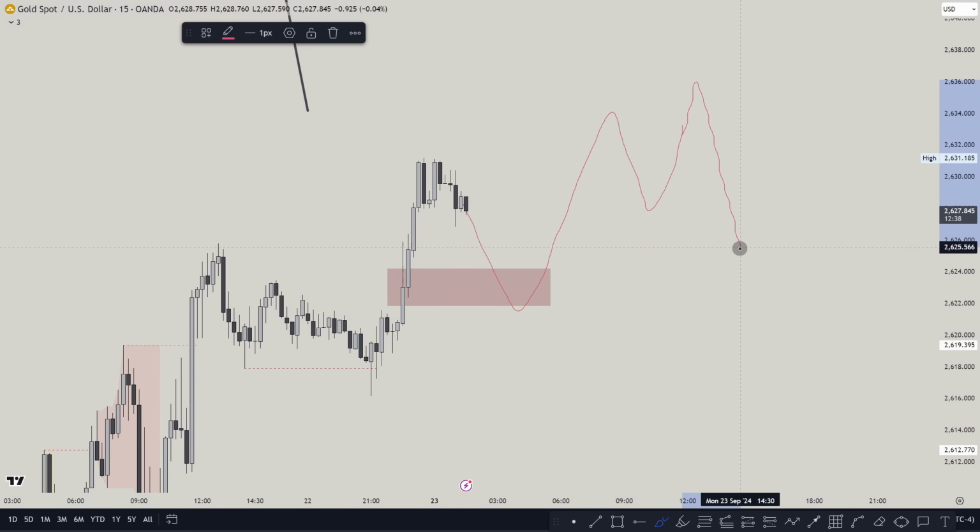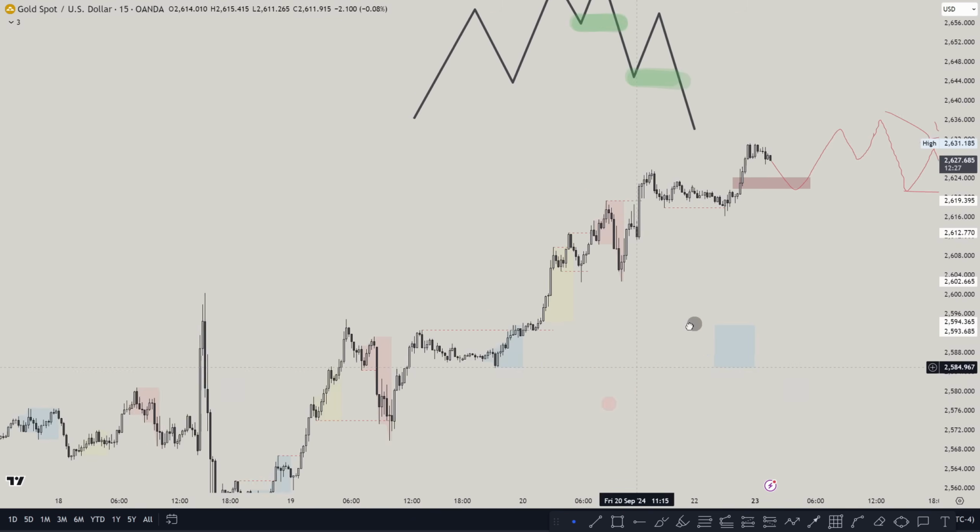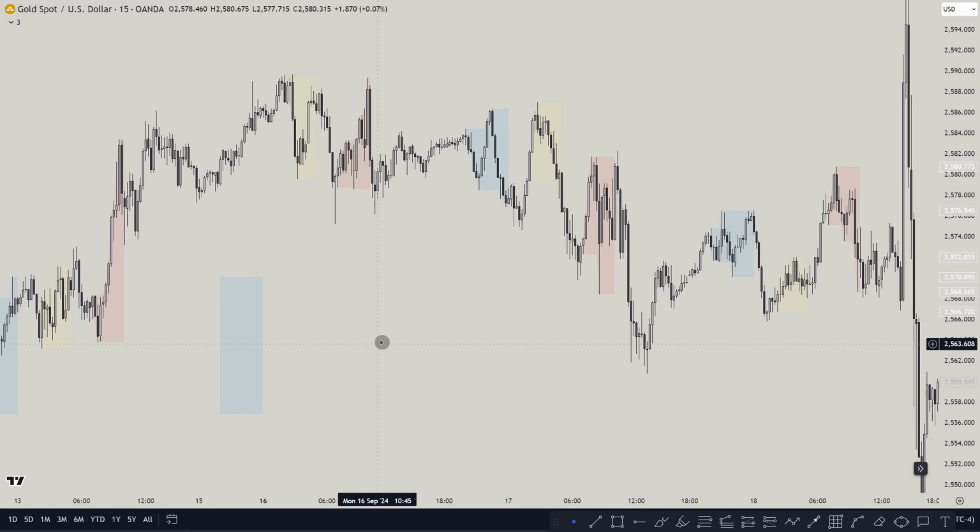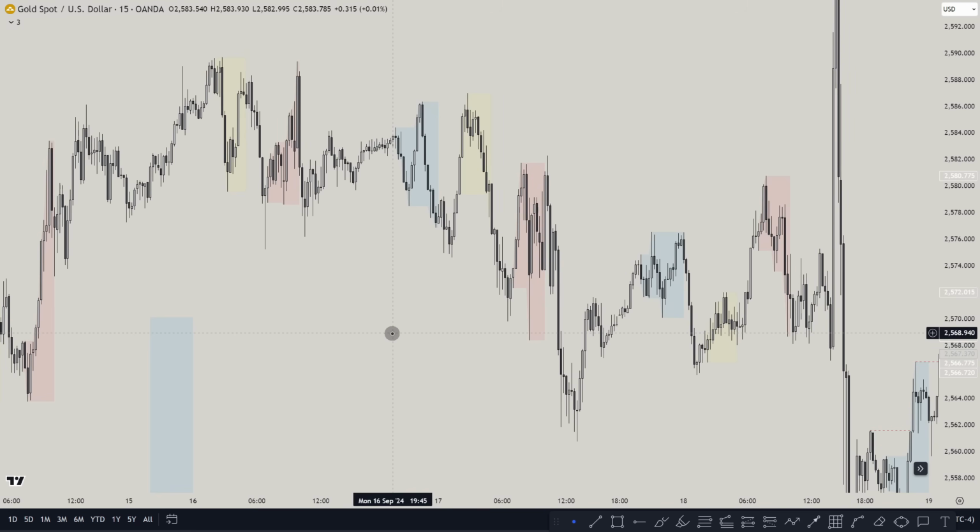We have sweep, market structure shift, and then maybe another break of structure to the downside. I know that we are going to go lower now. So if you go to the 15 minutes time frame, anywhere in the price action, identify where your break of structure is, and then we can go from there.